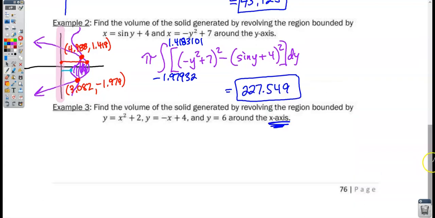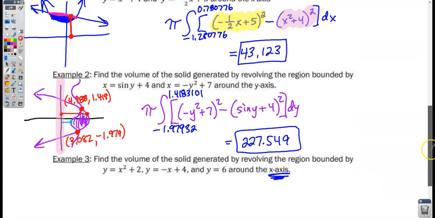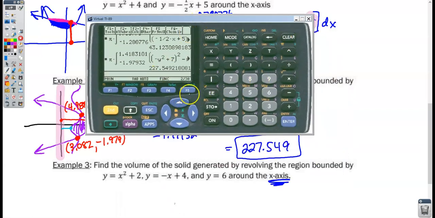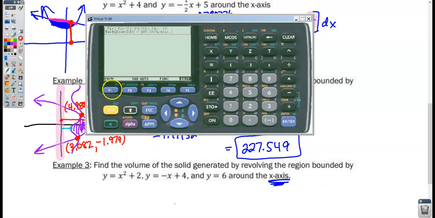First, I want to punch them into my calculator. I'm going to scroll here a little bit so that I can see them to type them in, and I don't have to be toggling back and forth between my calculator and my sheet of paper. So we've got y equals x squared plus 2. I know what that looks like. We've got y equals negative x plus 4. I probably didn't really need my calculator to graph this. And we've got y equals 6. And there's what my graph looks like.